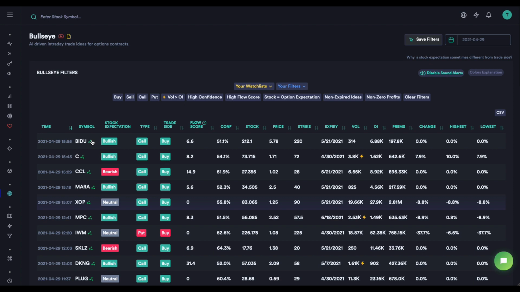Then we have the stock expectation, and then we have the options contract, where you have the type and the trade side. So why do we have two things here? Why do we have the stock expectation and then we have an options contract alert? The reason we have these two different things is sometimes an options contract can move in a positive or negative way, but the stock might move in a completely opposite direction.